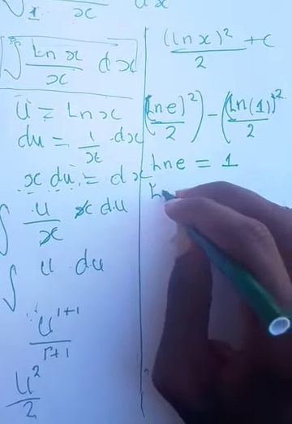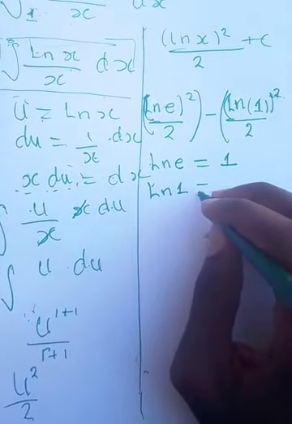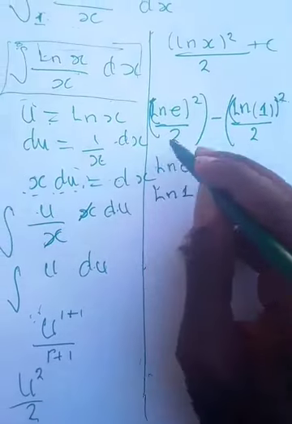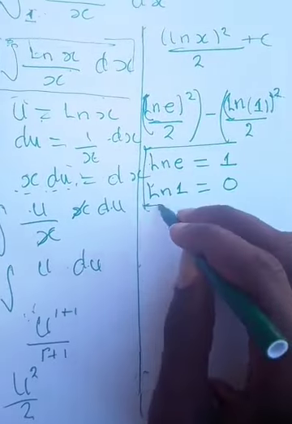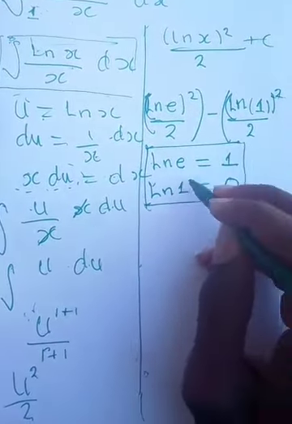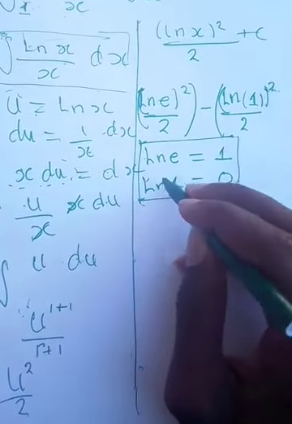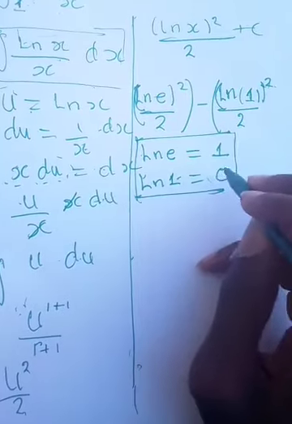Whenever you have natural log 1, it is the same as 0. I hope you remember these identities. If you want, you can try to punch this on your calculator. It's going to give you what is here. Try to punch natural log 1. It's going to give you 0.